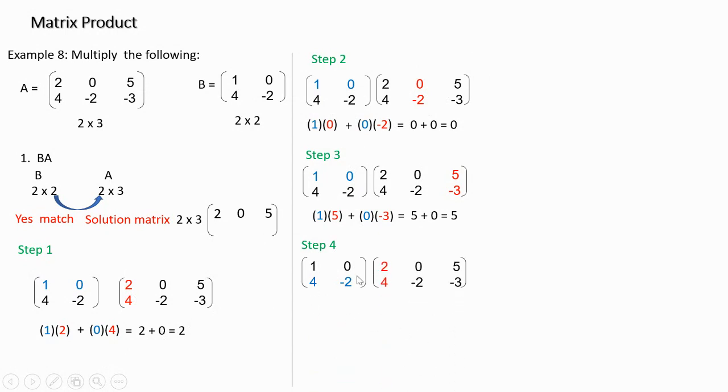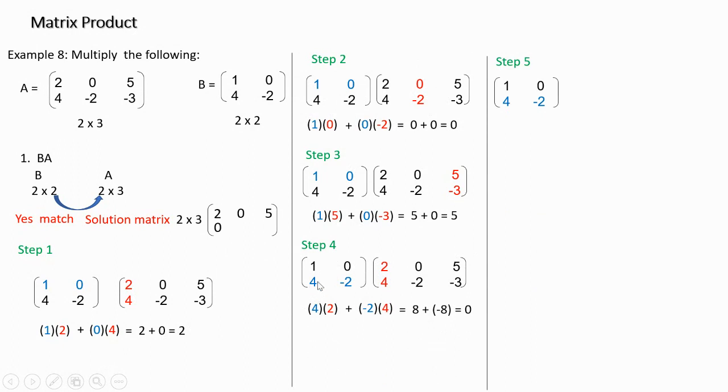And again, I color code them. That way you know exactly what I'm multiplying. So 4 times 2, plus negative 2 times 4. So it's going to be 8 minus 8. So the answer is 0. So the 0 goes right there. So step 5.